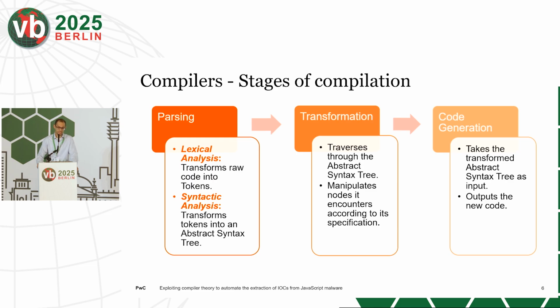In transformation, the compiler walks down the abstract syntax tree to transform the tokens, or now nodes, into a new language or a different form of the same language, as we'll see later. And this is actually the phase that most of this talk is going to be about. Finally, in code generation, the tree is then written out into new code, or basically stringified. So let's see this as an example.